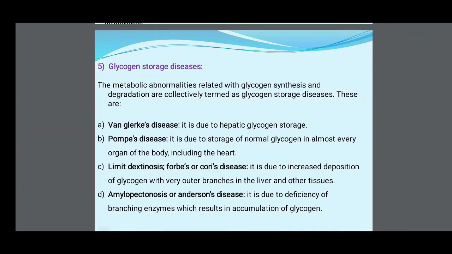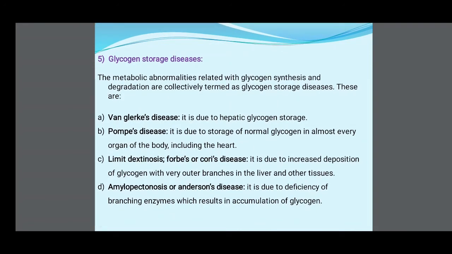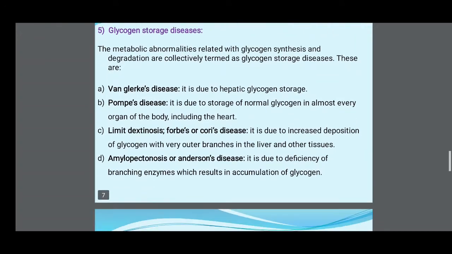It is due to hepatic glycogen storage. Then Pompe's disease. It is due to storage of normal glycogen in almost every organ of the body, including the heart. Limit dextrinosis, Forbes or Cori's disease. It is due to increased deposition of glycogen with very short outer branches in the liver and other tissue. Amylopectinosis or Andersen's disease. It is due to deficiency of branching enzyme, which results in accumulation of glycogen.